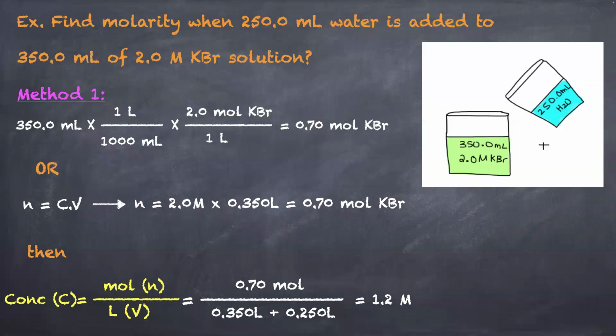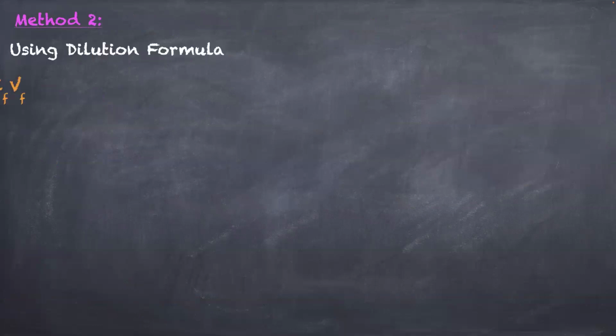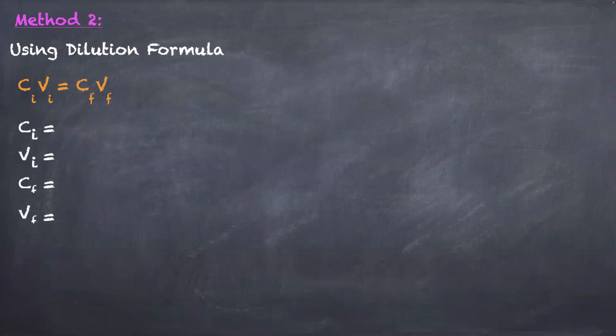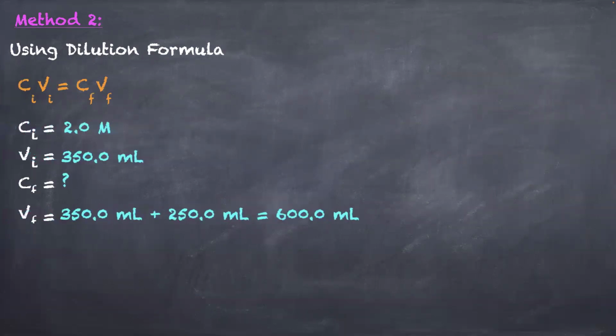So this is method number one, which I prefer. But there's also another method we can use, which is the dilution formula. The dilution formula is C initial times V initial equals C final times V final. The reason for that is because the moles initial is exactly the same as moles final. If you multiply concentration and volume by each other, you're finding the number of moles. We're just saying the moles initial, before adding the water, is exactly the same as the moles final after. So here you just have to define which one is C initial, which one is V initial, and so on. These are the values we had.